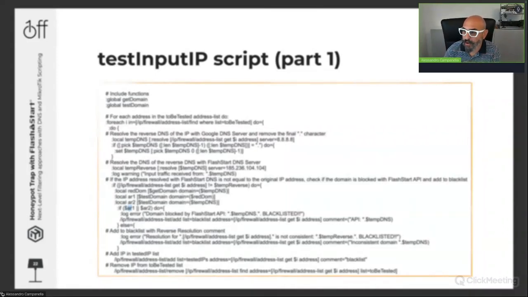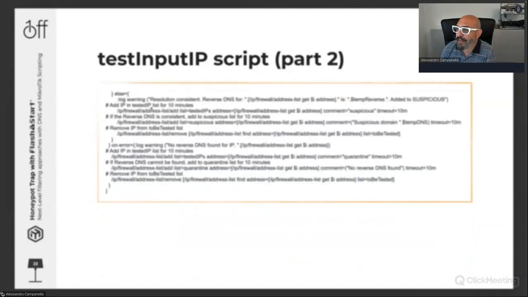And if one or the other is blocked, then insert it inside the blacklist with the comment "is blocked by API". Otherwise, if FlashStart is blocking the domain because I receive another IP address different from the one I tested, it's blocked the same, because FlashStart is blocking this domain.